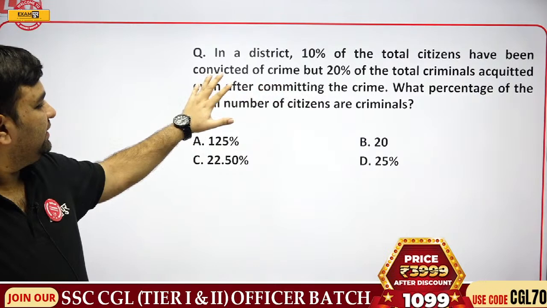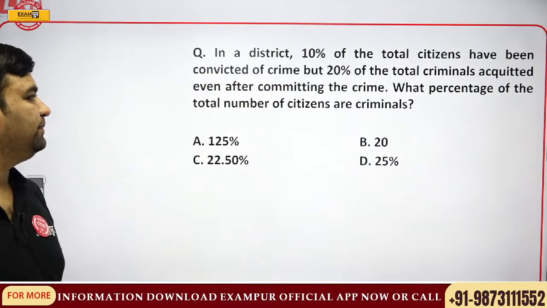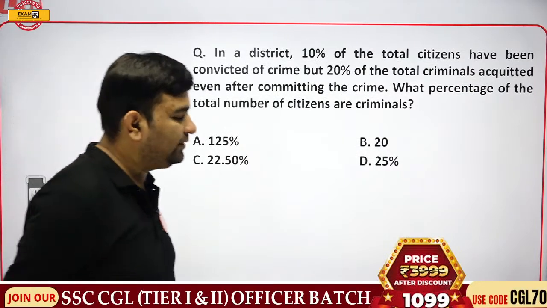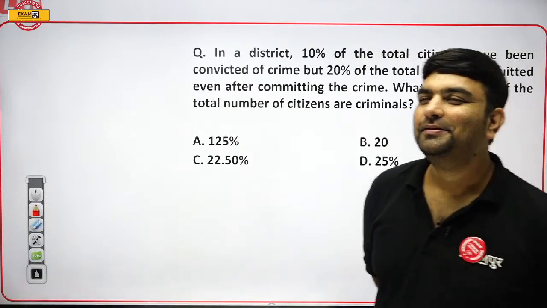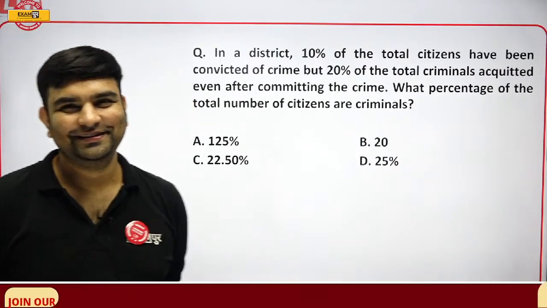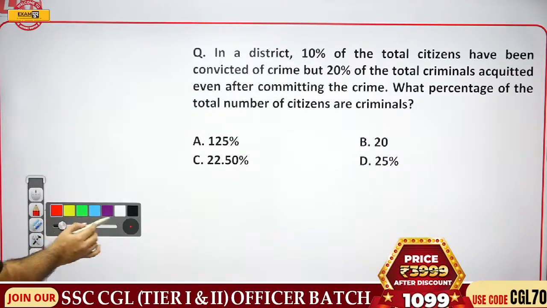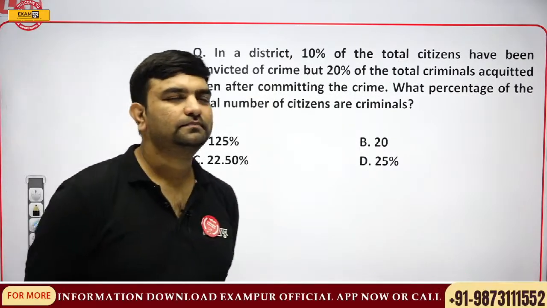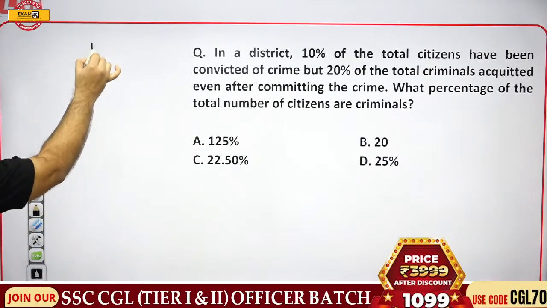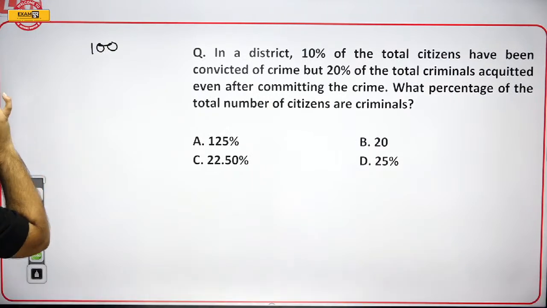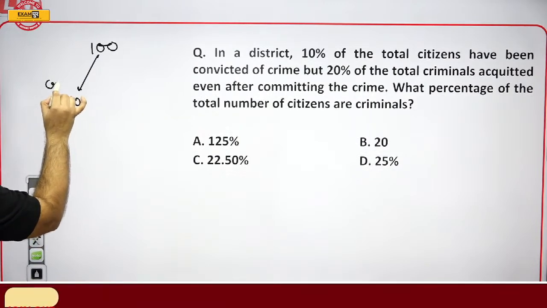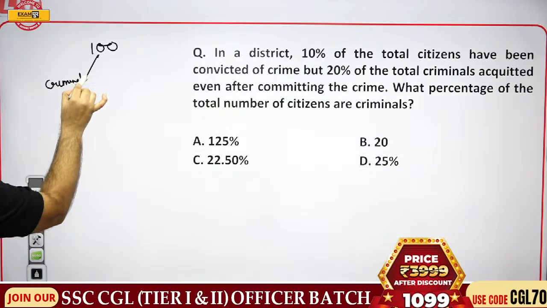Total number of citizens: 10% of the total is convicted of crime, but 20% of the total criminals are acquitted even after committing the crime. Out of 100 citizens, 10 are convicted of crime. These are for sure criminals.